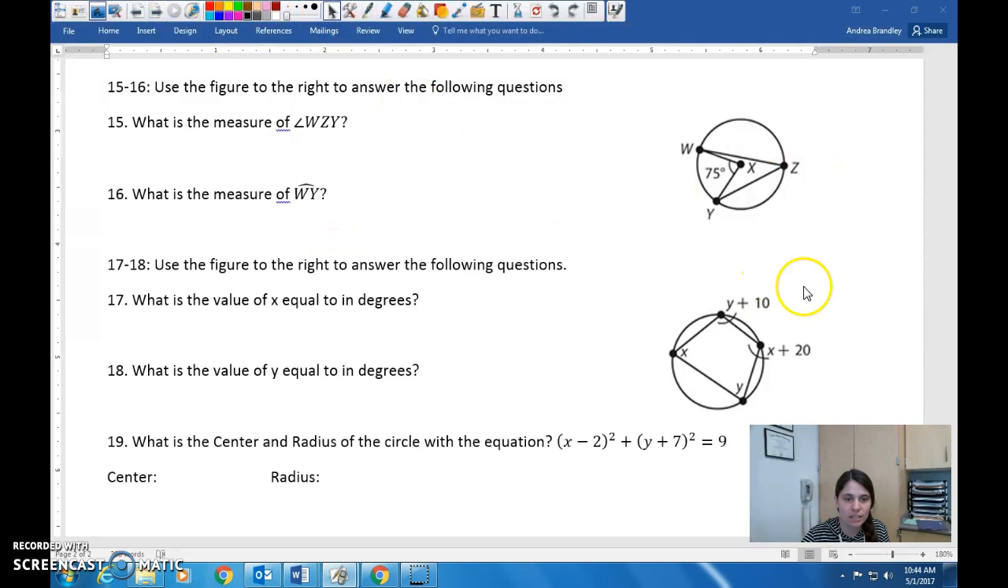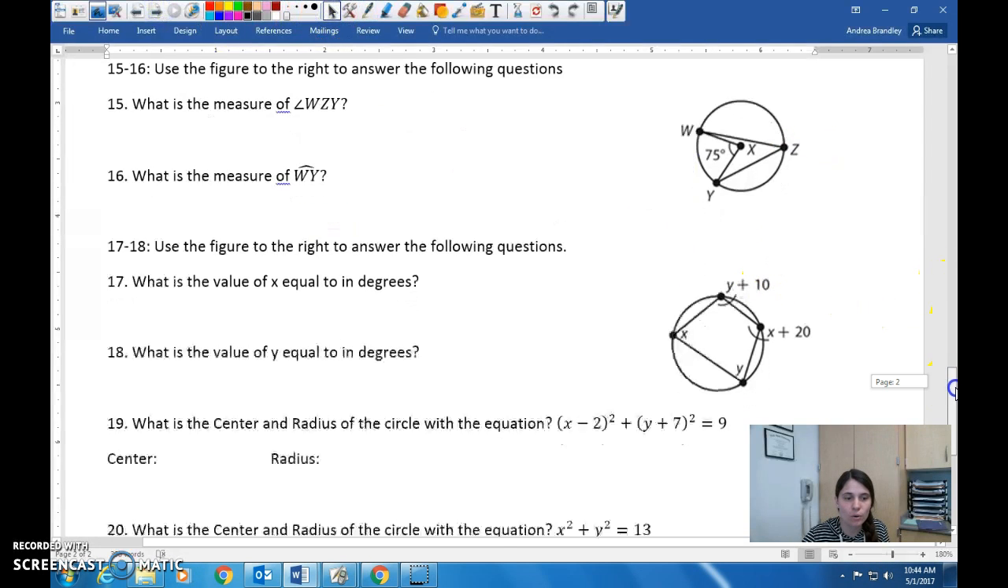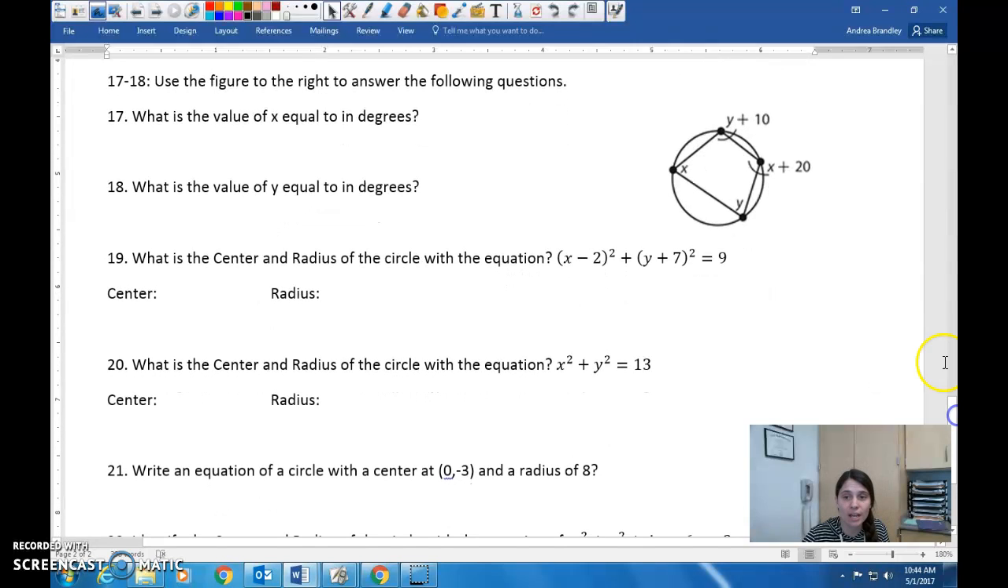And then 17 and 18. So when we have a circle and a quadrilateral inscribed in a circle, the number one thing we need to remember is that opposite angles add to 180 degrees. So these two angles add to 180, and these two angles add to 180.